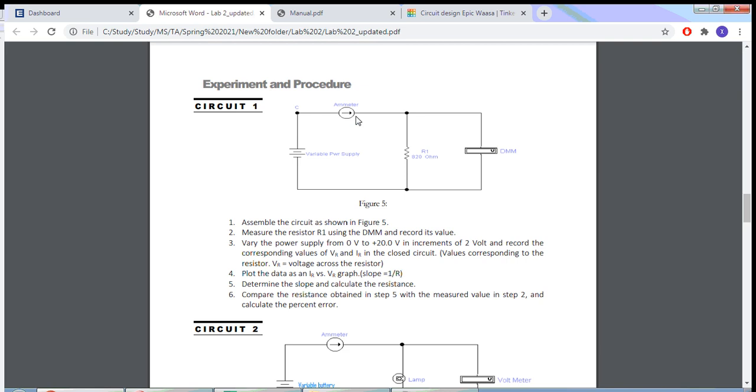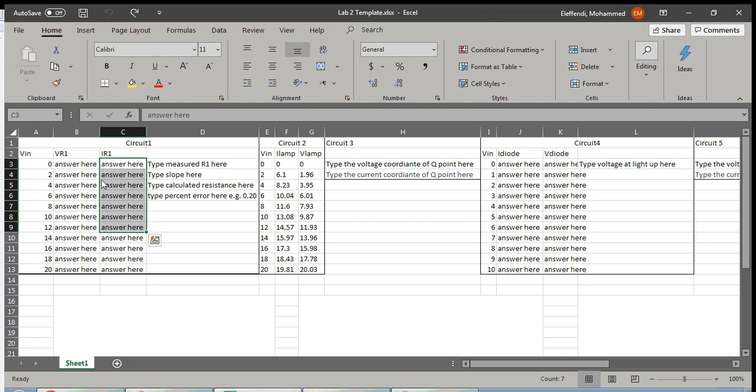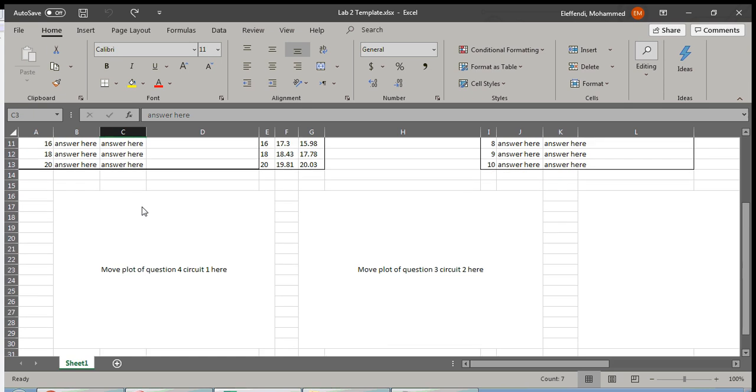Now after that, you're gonna plot I versus V. So you collected V and I, you're gonna plot I versus V. So I is on the y-axis and V is on the x-axis. You will find the trend line and then you will find the slope. Now you will find that the IV curve of the resistor is just a line as expected. And also when you make the plot, please move it here.